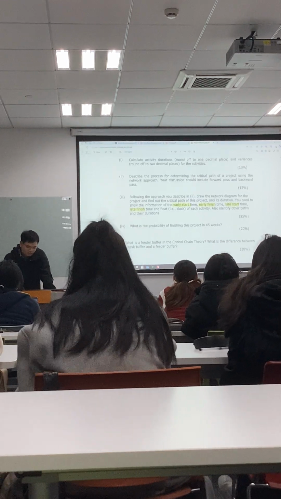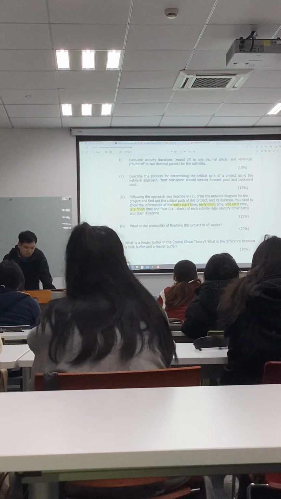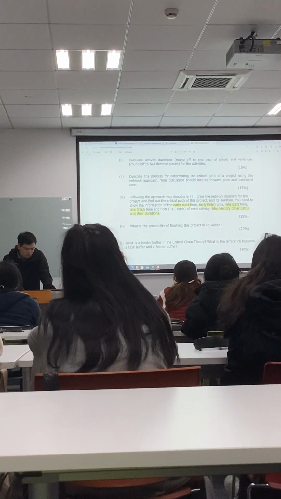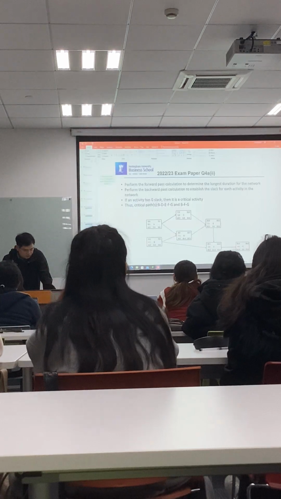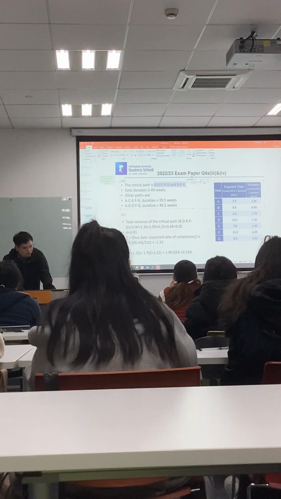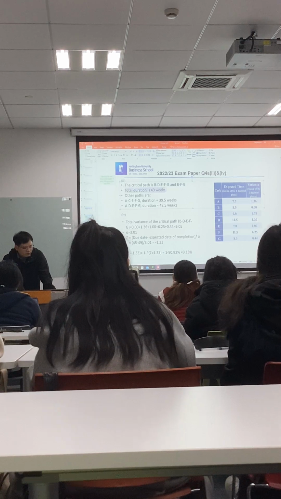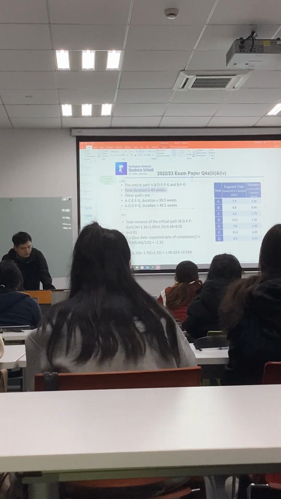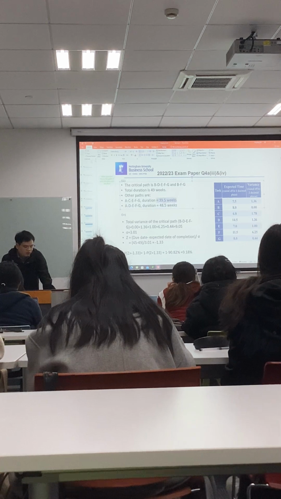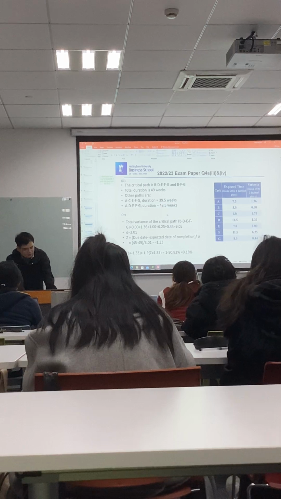And here, please pay attention. Here is also another question: also identify other paths and their durations. So you need to answer this. The critical path, of course, is these 2, and the duration of the critical path is 49 weeks. And there are still another 2 non-critical paths, and their corresponding durations are 39.5 and 48.5.